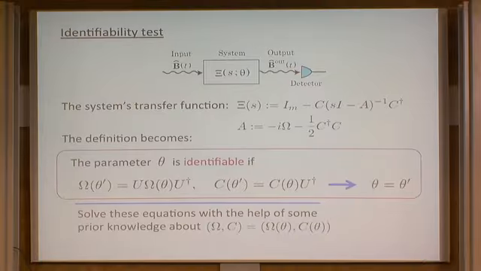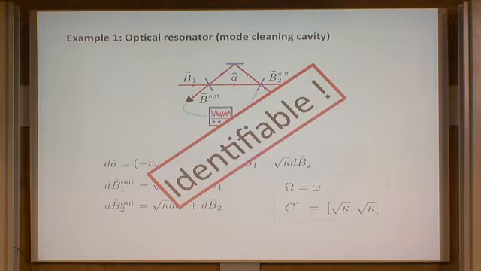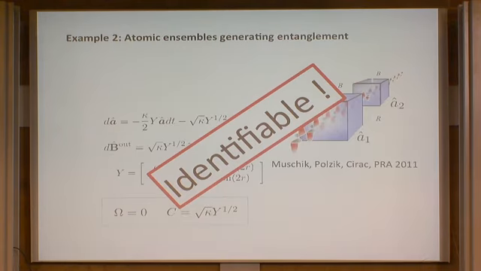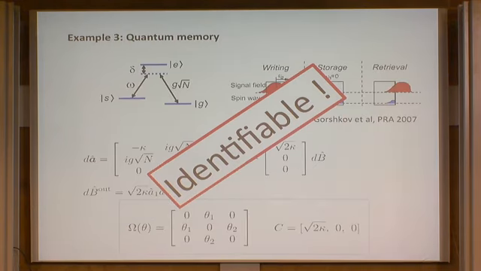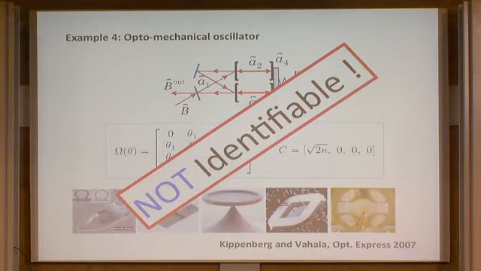Of course, this equation depends on the specific system, so we need to go to specific examples to see if the system is identifiable or not. We have seen four examples, and this system is identifiable. This is identifiable, and also this is identifiable. But this is not identifiable, because this is a very specific additional example, the two examples where the system is not identifiable.